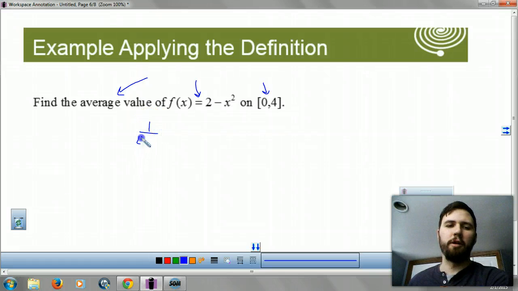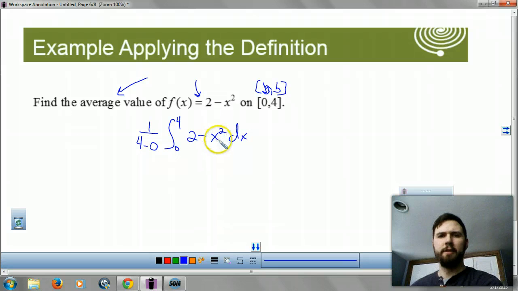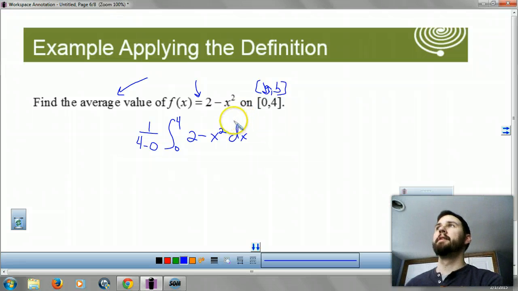So I set my 1 over 4 minus 0, because that's my a, that's my b, times my integral from 0 to 4, 2 minus x squared dx. Hooray! I feel like I skipped a lot. I might have to make a bonus video someday.